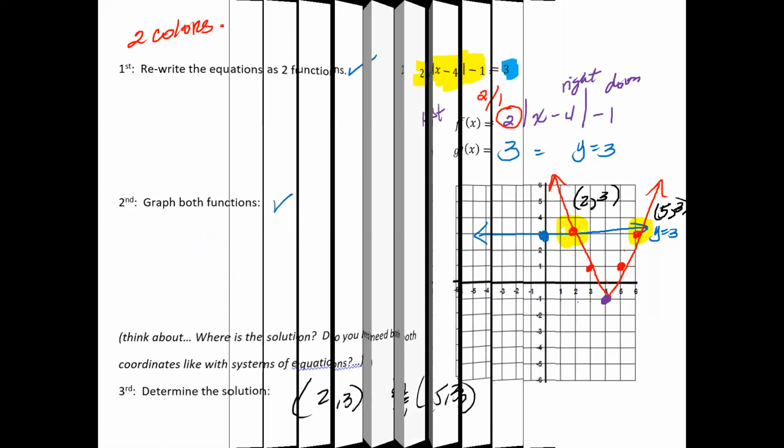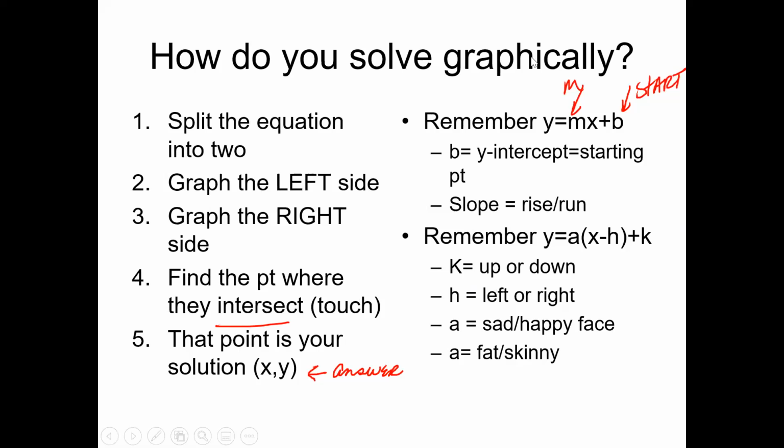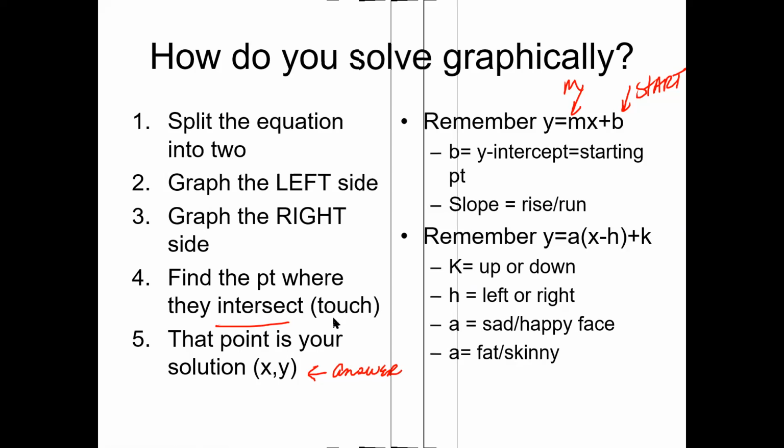All right, so let's take a look at your guided notes right here. We're going to learn how to graph the equation of two functions and find a point of intersection. So how do we graph this graphically? Split the equation into two. So left side, you're going to graph it, right side, you're going to graph it. Then find the point where they intersect or touch, and this point is going to be your answer.